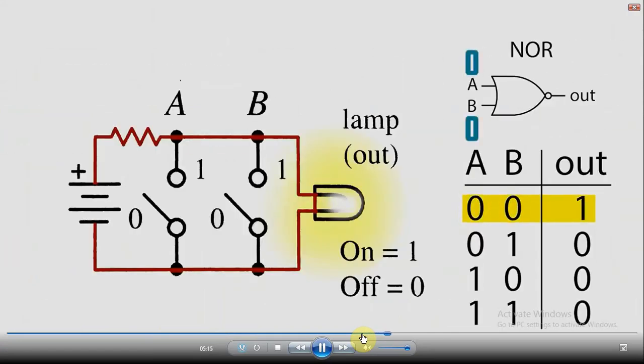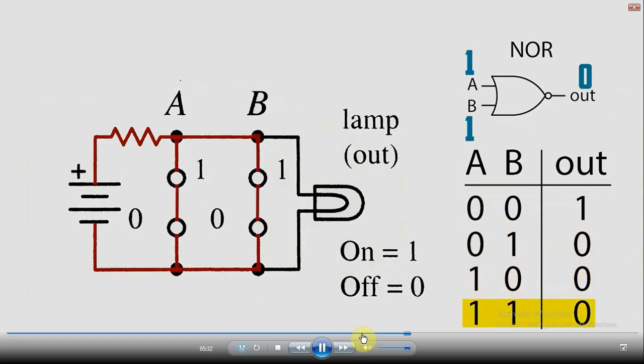The A and B switches have to be open, zeros, for the power to go to the light, outputting a 1. If A is high, 1, power is routed away from the light, output is 0. If B is high, the same. Both switches being closed, 1s, still routes power away from the light. It's off, output is still 0.